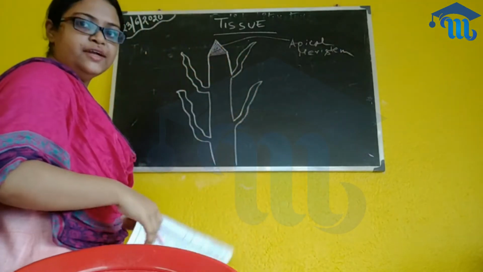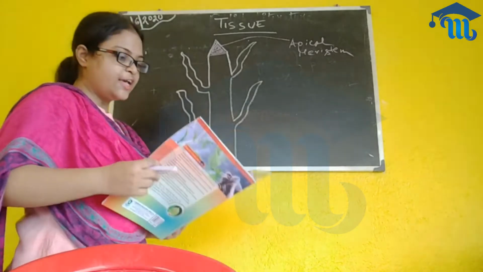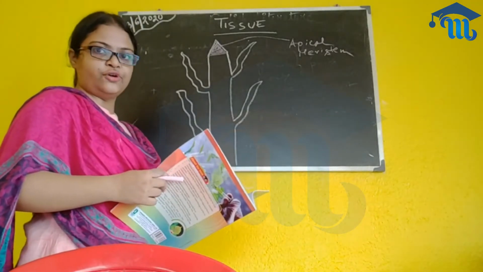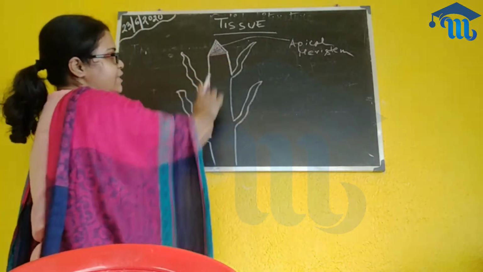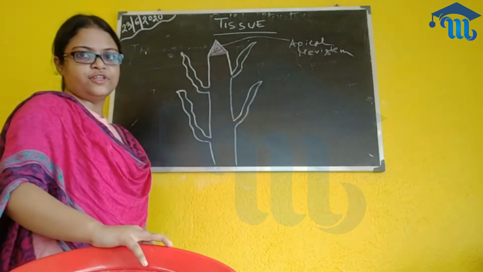This is the apical meristem. It is mainly found in the growing tips of roots, stems and branches of the tree.